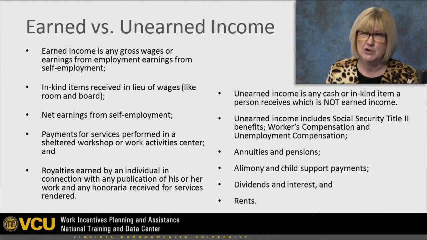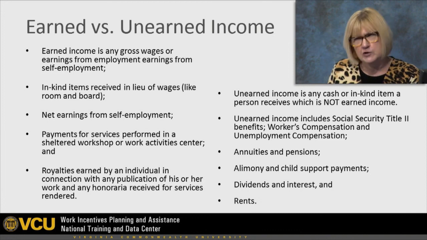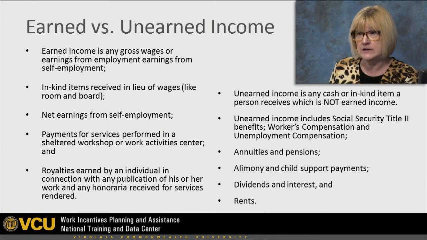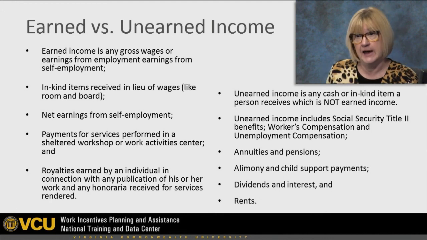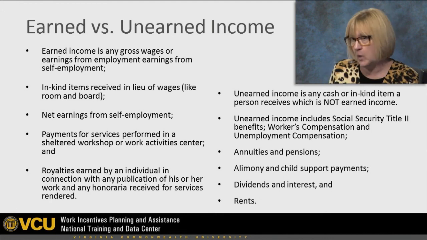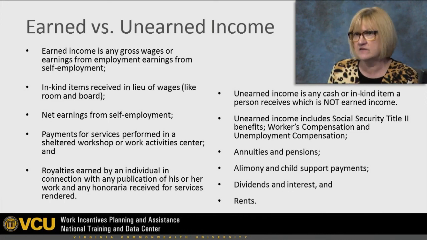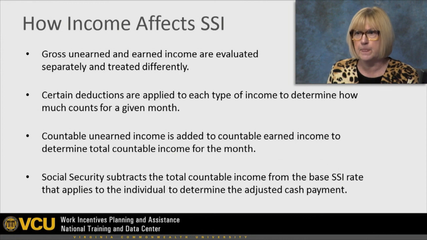It can be things like annuities and pensions, alimony, if you even use that word anymore, and child support payments, dividends, interest, rental income, anything like that. So it's a very broad category. And again, there are always questions when beneficiaries receive something and they want to know, well, how is this going to count? And these kinds of determinations can get really complicated, and only Social Security personnel can make these determinations.